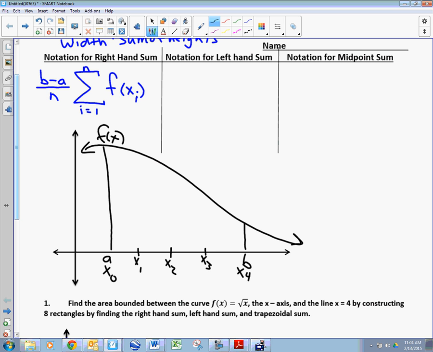But watch what happens if I do the left hand. Left hand, I do x sub 0, then x sub 1, then x sub 2, then x sub 3. I would never do x sub 4. So for the right hand, you start with 1 and you go to n. But for the left hand, same width, but you start over at the zero spot and you go to n minus 1. It's a very crude notation compared to what we should actually be writing, but I think it's enough for you guys to understand.